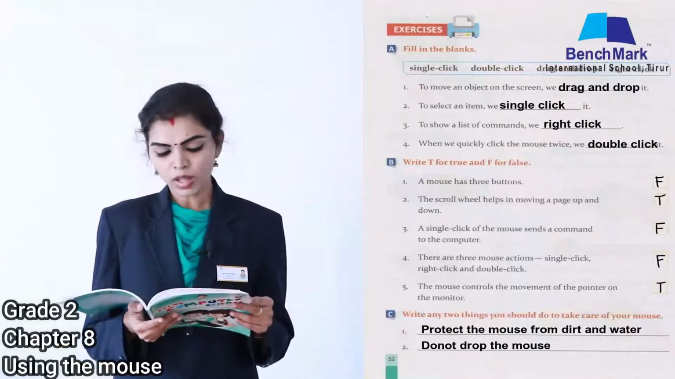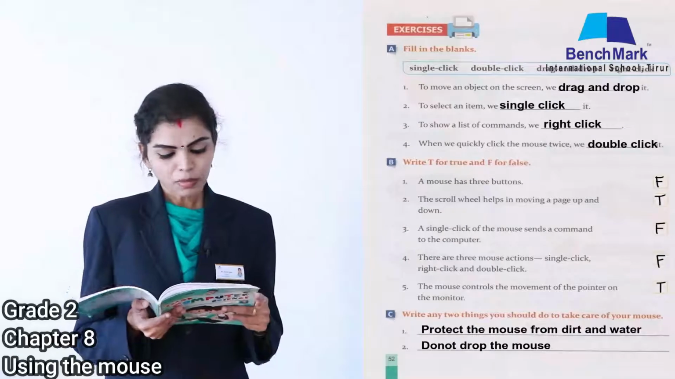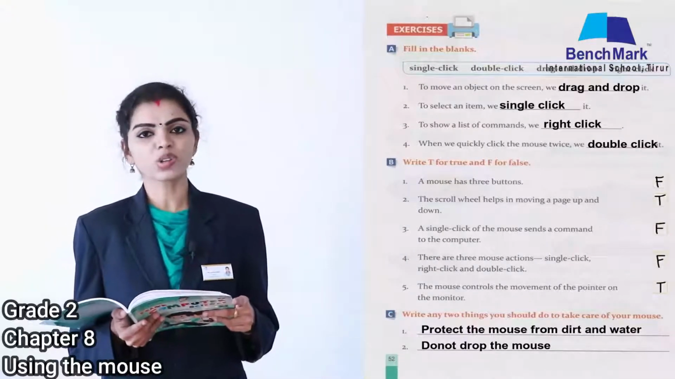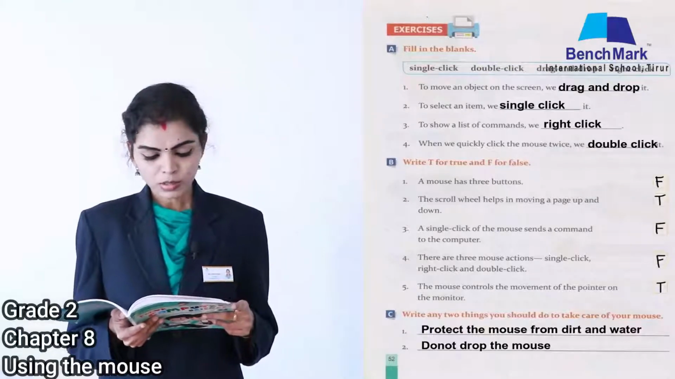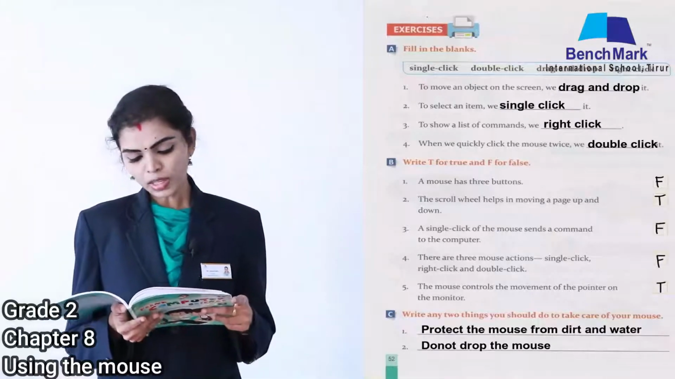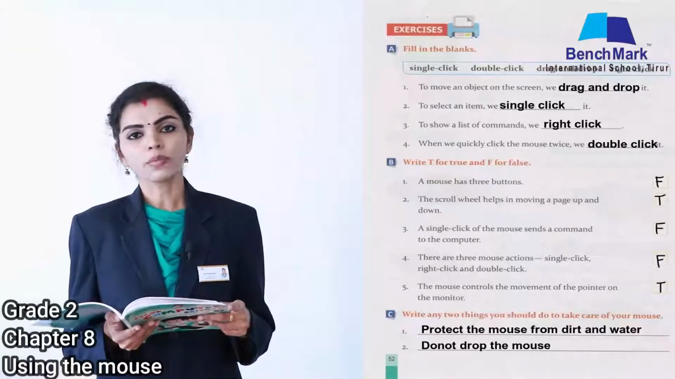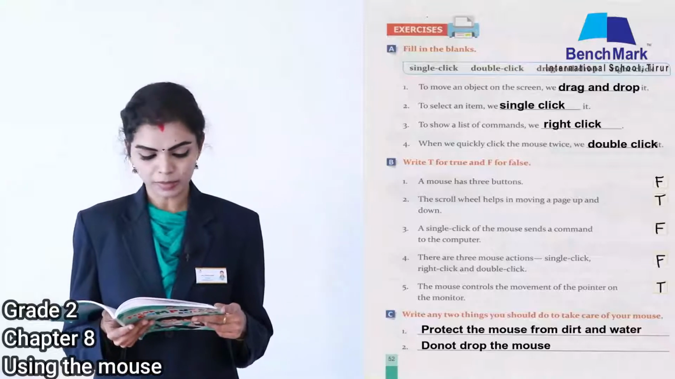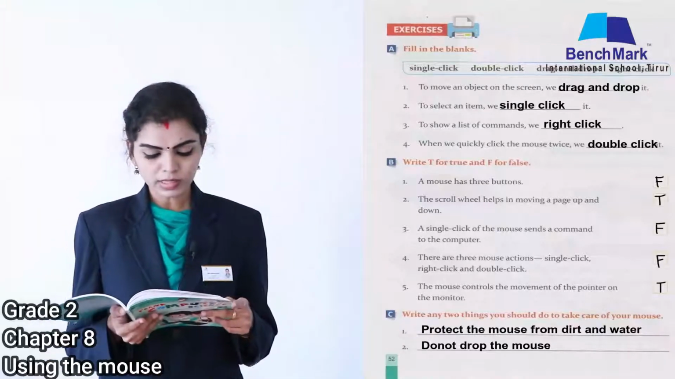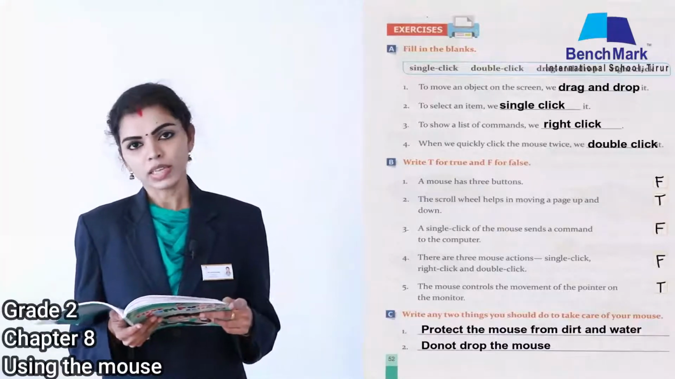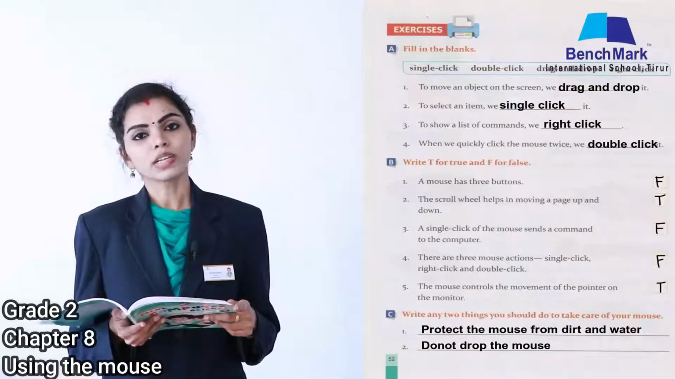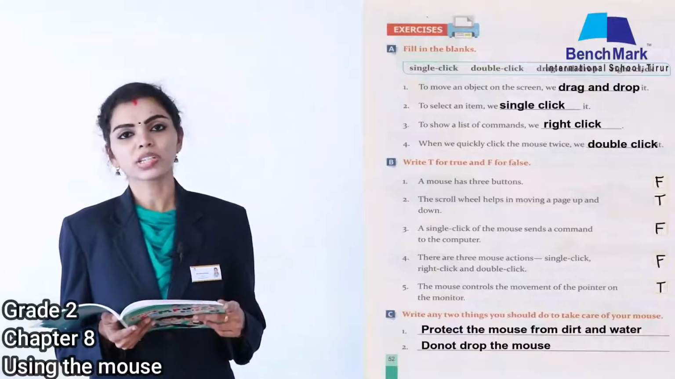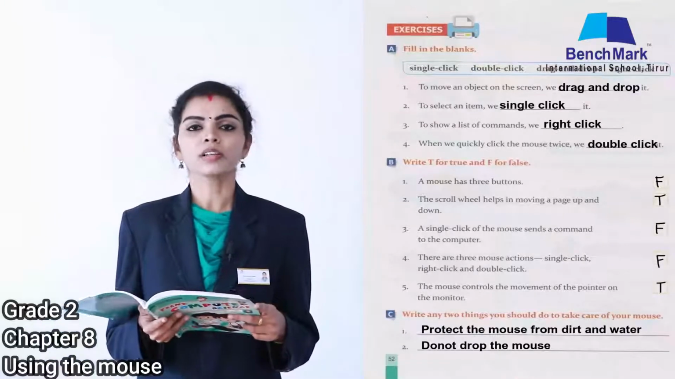Write T for true and F for false. A mouse has 3 buttons. False. A mouse has 2 buttons and 1 scroll wheel. The scroll wheel helps in moving a page up and down. Yes, that is true, so you need to mark it as T. A single click of the mouse sends a command to the computer. That is false. A single click of the mouse does not send any command to the computer. It just selects an item. So you need to write false there.